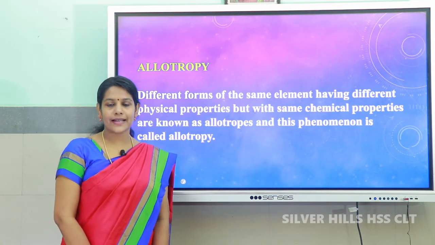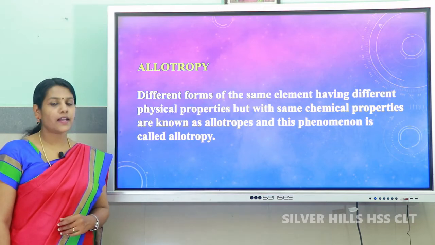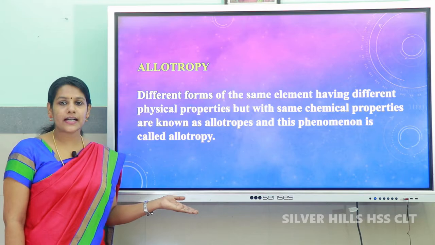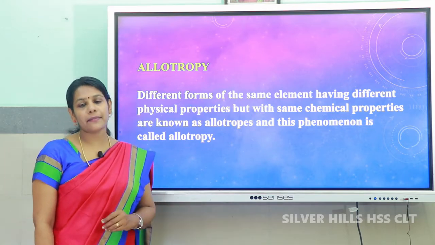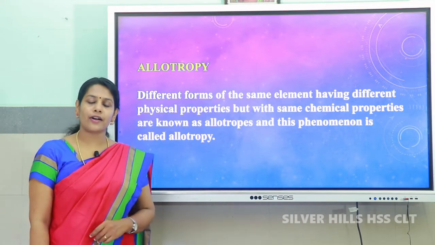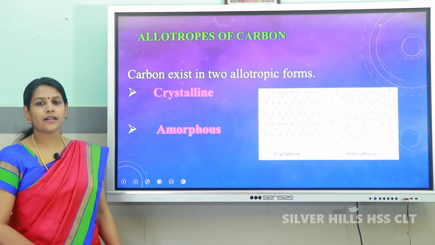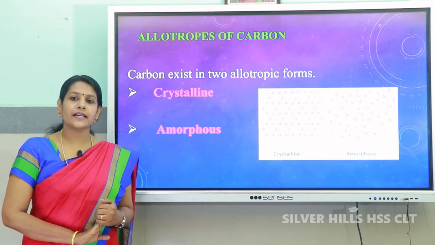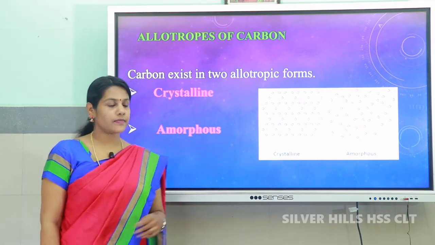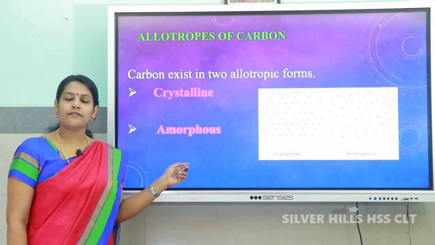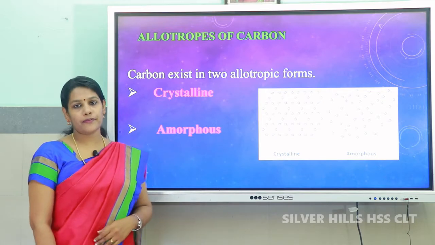Now, let us see what is allotropy. Different forms of the same element having different physical properties but with same chemical properties are known as allotropes, and this phenomenon is known as allotropy. Let us see the allotropes of carbon. Carbon exists in 2 allotropic forms. First one is crystalline allotrope of carbon and second one is amorphous allotrope of carbon.